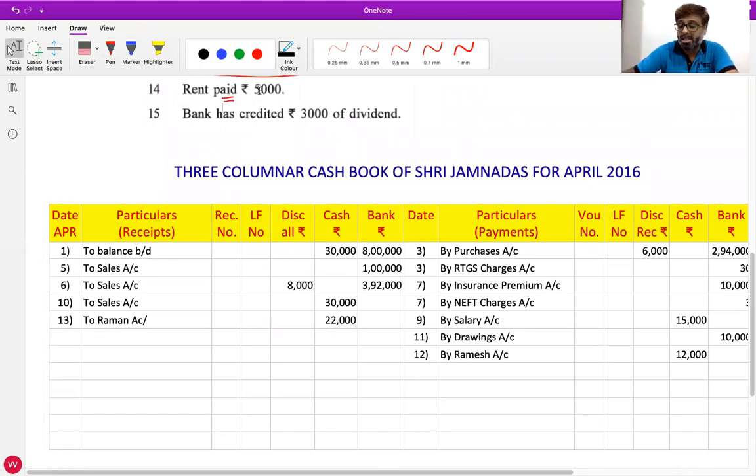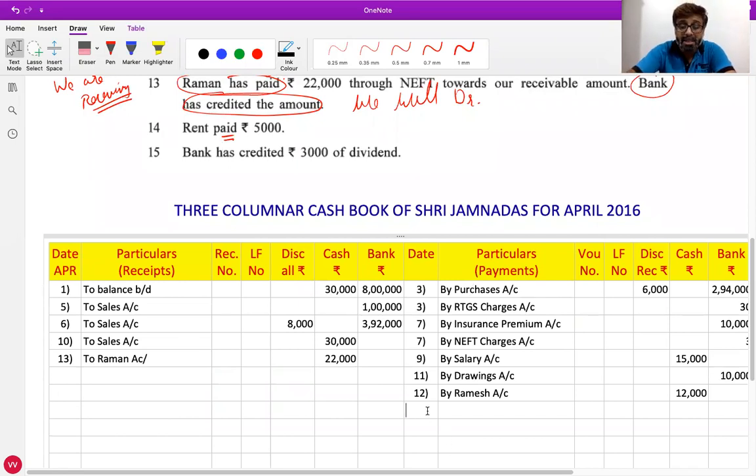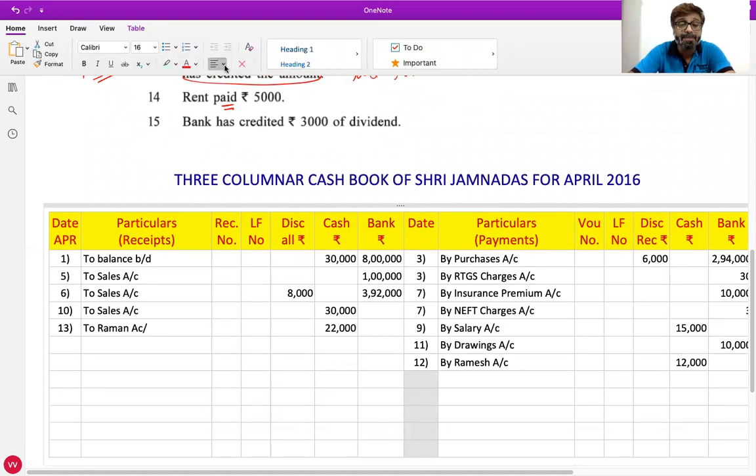Rent paid 5,000. So rent is an expense, debit all expenses and losses, rent account debit. Cash goes out, credit what goes out, to cash account. To cash account means we'll write on credit side. Otherwise also the word paid is given, so it will come on payment side.